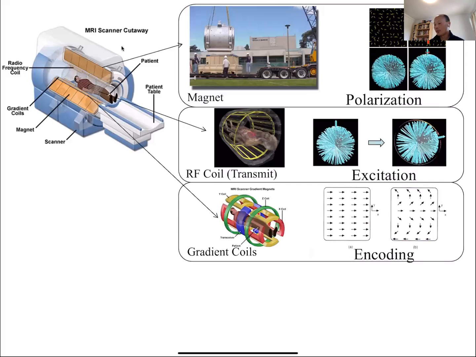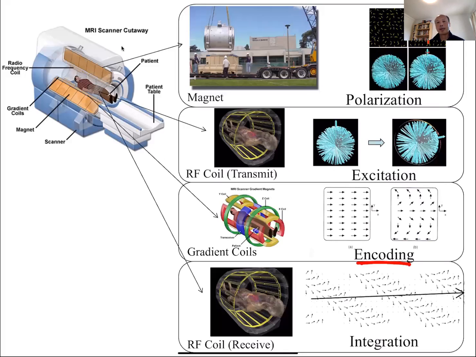The third main component is the gradient coils, which we'll spend a lot of time talking about today. And that does what's called encoding, which was one of the answers to the quiz: gradients are primarily used for spatial encoding. We mentioned that last time. Today, we'll go into more depth on what that actually means.